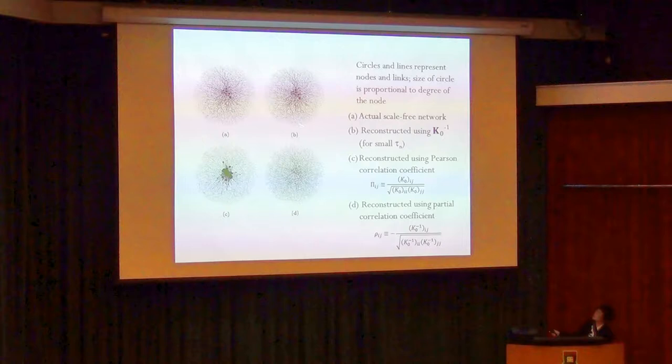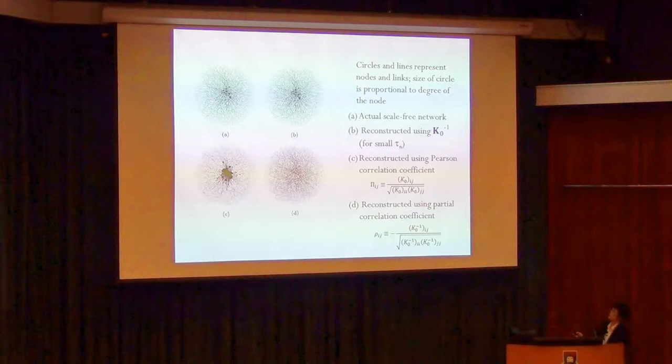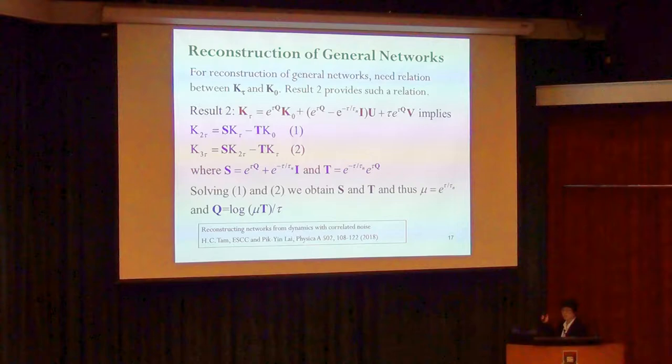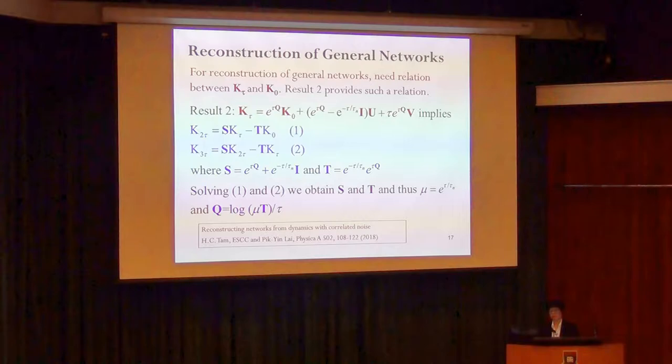So our method, using just the K0 inverse based on mathematical result one, in the simpler case when the network is bidirectional, gives a very nice result. But for a general network, as I said, K0 is not enough. This is what we are more interested in, because most networks of interest are not bidirectional but directed. So for a general network, we need both. We need to use result two, so it's both K tau and K0. That's result two again here.